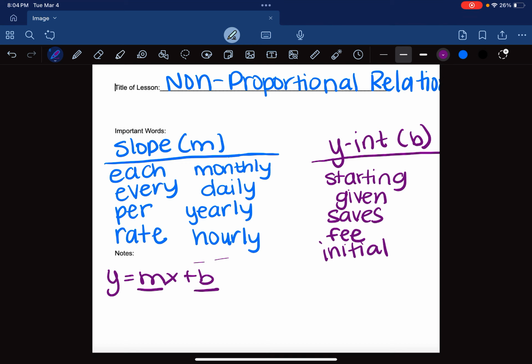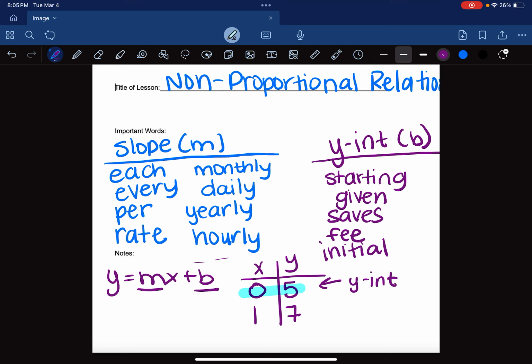Okay, these non-proportional relationships can be represented in tables. In a table, usually you'll have 0 and then another number, for example, 5. And then say 7. When I have 0 next to another number, that's a huge indicator that this is a non-proportional relationship, because this is telling me that 5 is my B, or that 5 is my y-intercept.